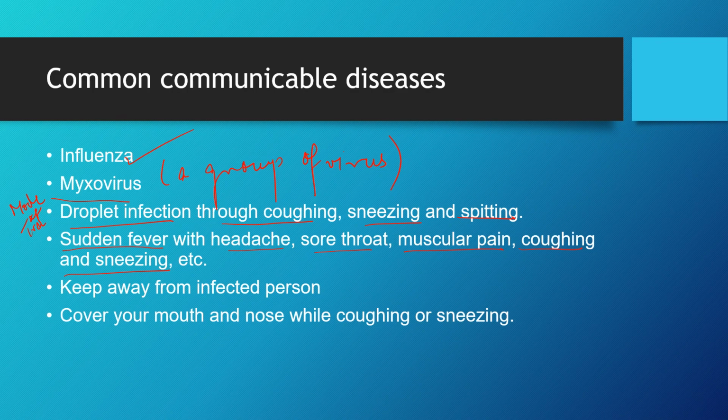So influenza, we all know that it is very common. With seasonal changes and all, we all suffer from this myxovirus. Okay, so what are the things we should do? How can we prevent this infection from spreading from one person to another? We should always keep away from the infected person. We should cover our mouth and nose while coughing or sneezing. Is it clear? This is a very common state of our body when we are infected by the influenza virus. So these are the things we can do to prevent it, and these are the symptoms.